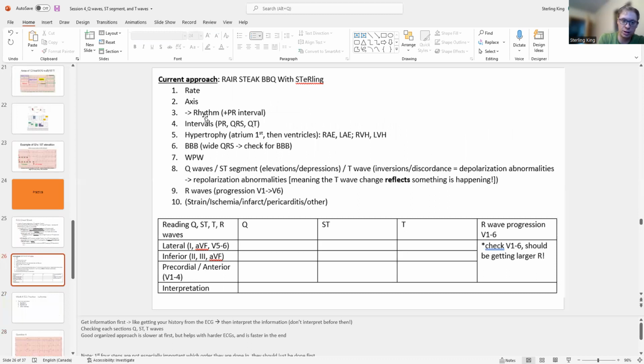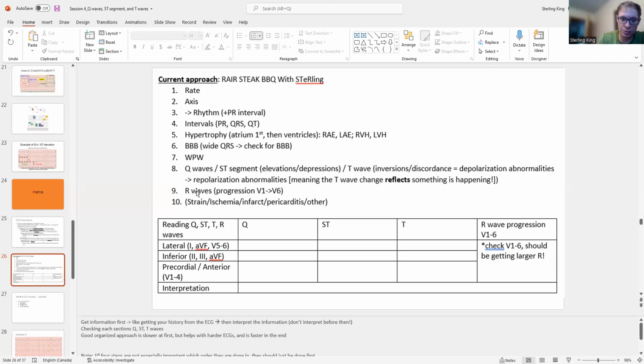So the overall approach, you're more than familiar with this: rate, axis, rhythm. Don't forget the intervals, PR, QRS, QT, and hypertrophy, starting with the atria and then the ventricles. Look at the bundle branch blocks for those wide QRSs, and the spiky ears, depending where you're looking. Wolff-Parkinson-White: a short PR with the inflection before. Q waves, ST segments, elevated or depressed. T waves, are they inverted or just abnormal, not your usual nice upright?